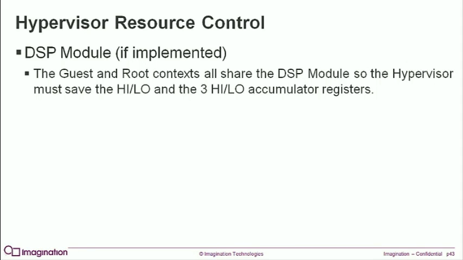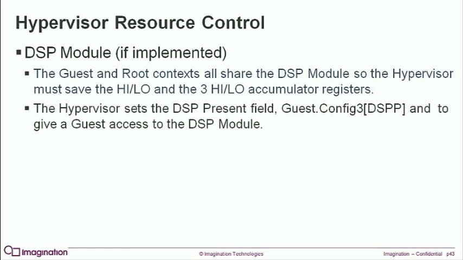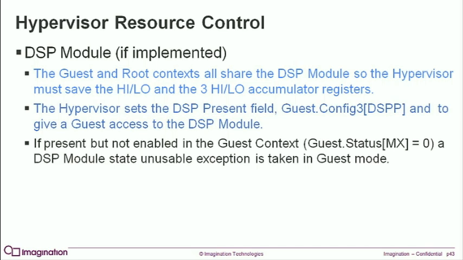If the DSP module is present, it is shared by both guests and root context. The hypervisor must save the high-low and the 3 high-low accumulator registers if enabled for the guest context. The hypervisor controls a guest access to the DSP module by setting the normally read-only DSP present or DSP revision 2 present fields in the guest config 3 register.